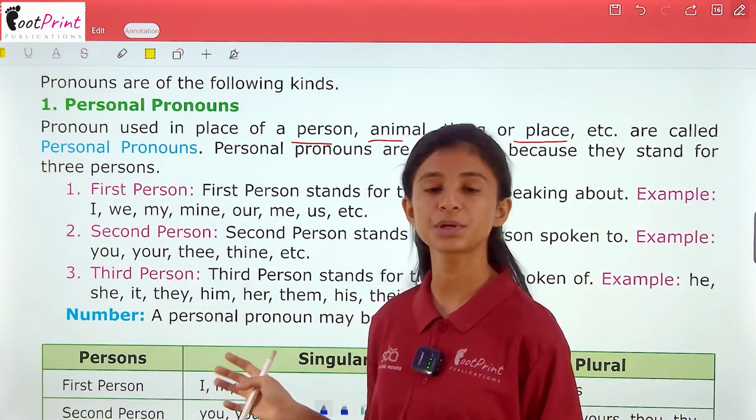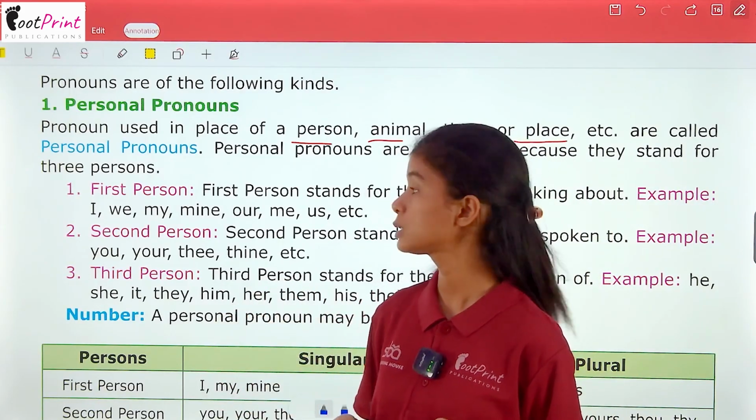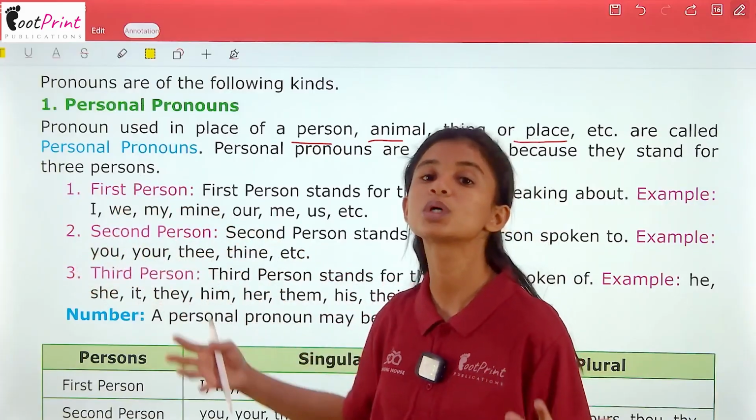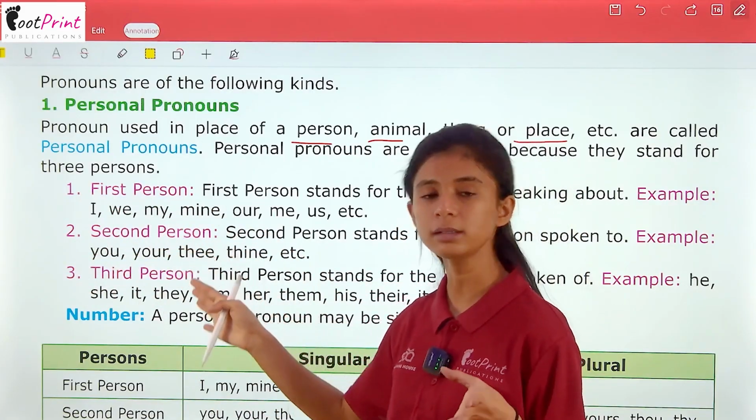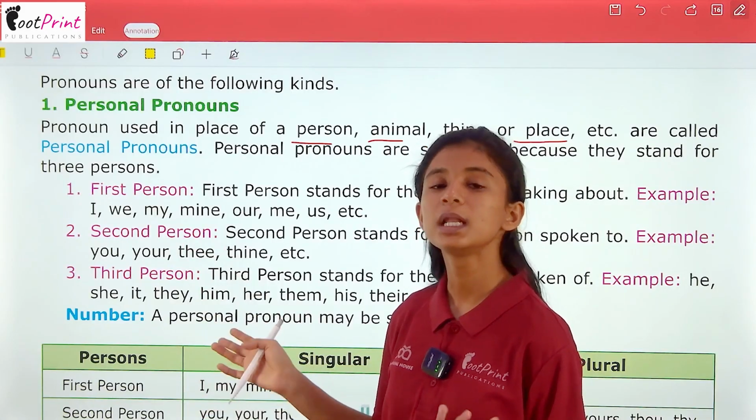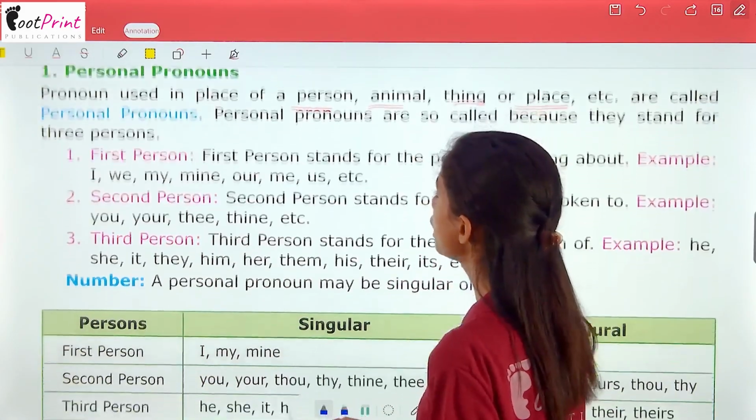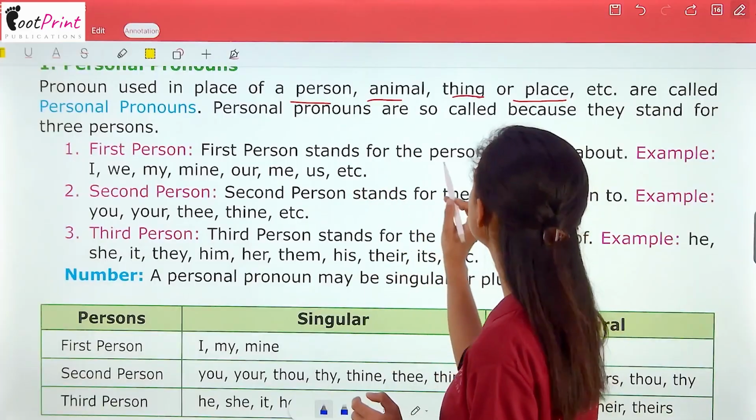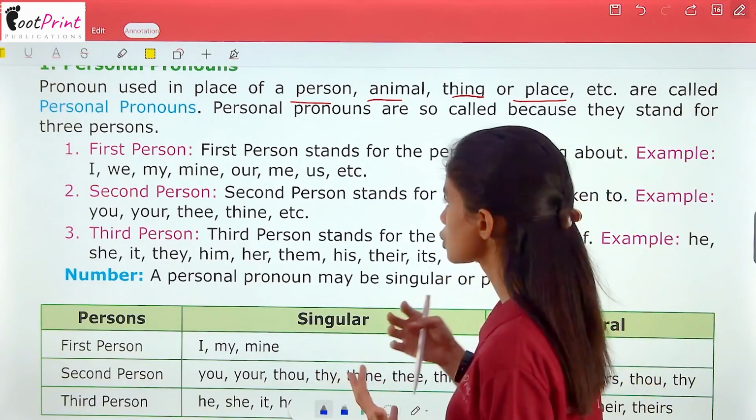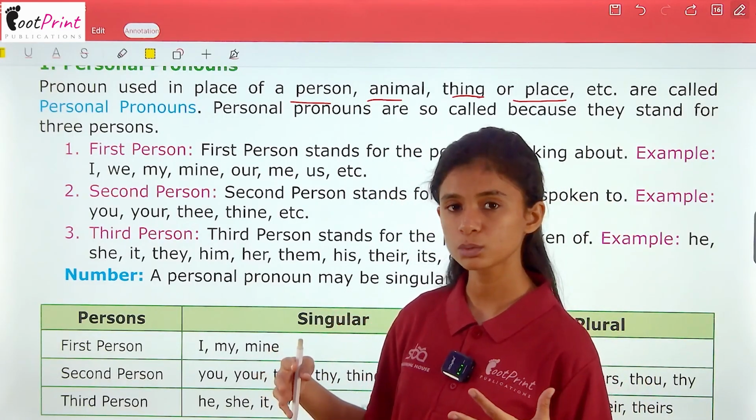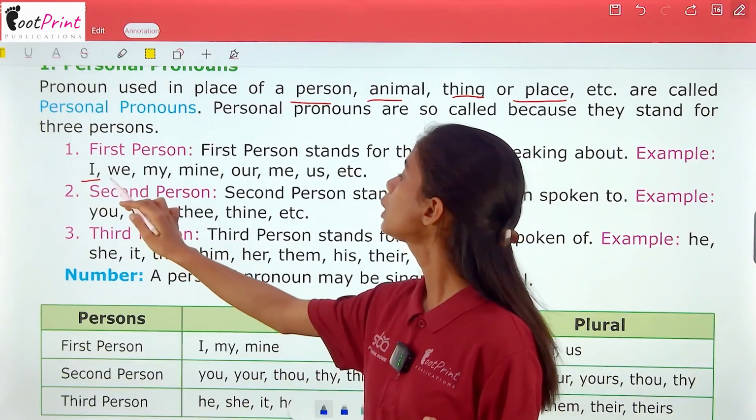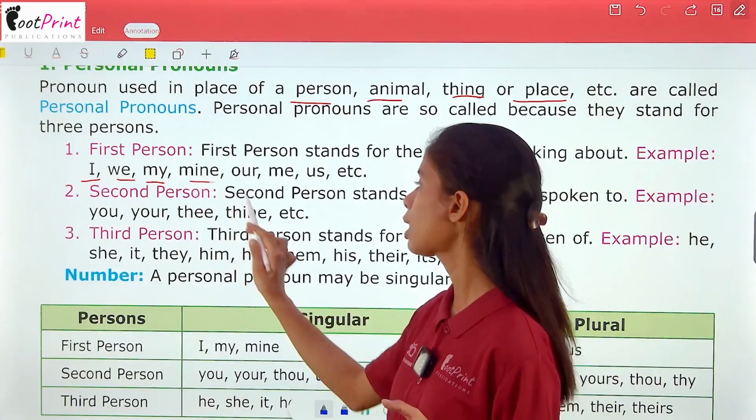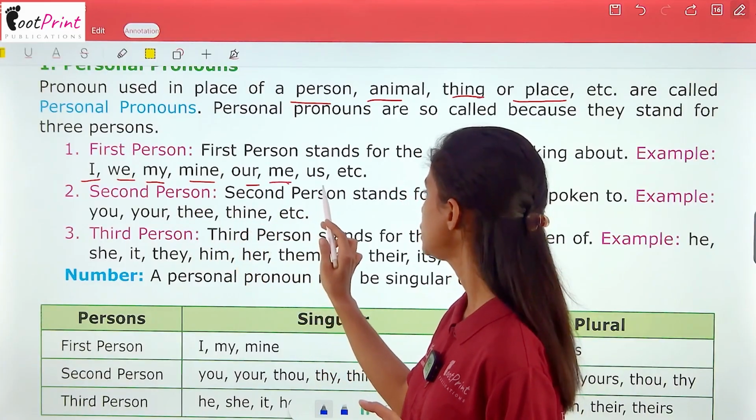Why do we call these personal pronouns? Because they stand for three persons. What are these three persons? First person, second person and third person. Let's see what the first person is. First person stands for the person speaking. The person who is speaking is the first person. For example, I, we, my, mine, our, me, us.